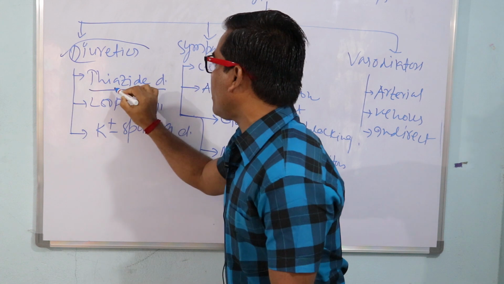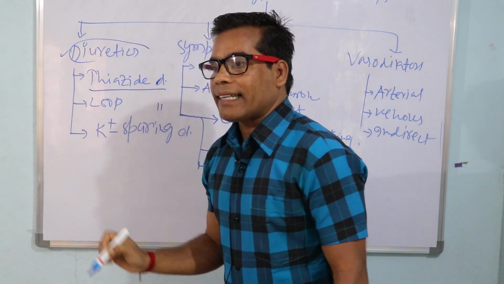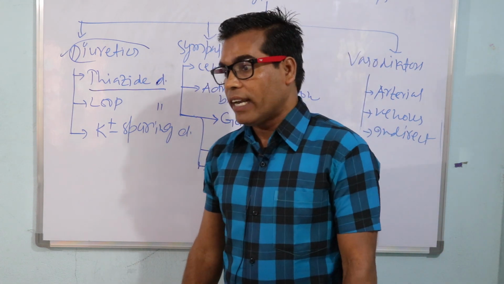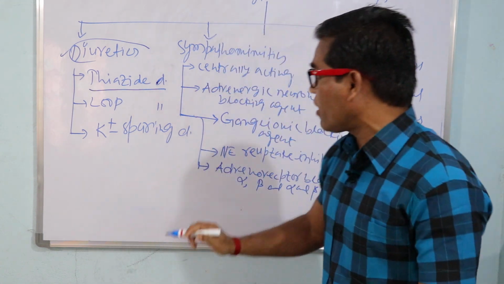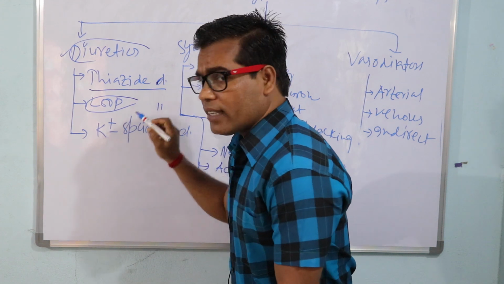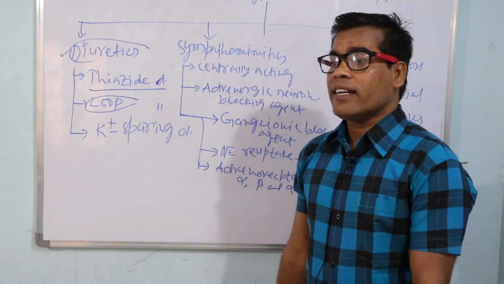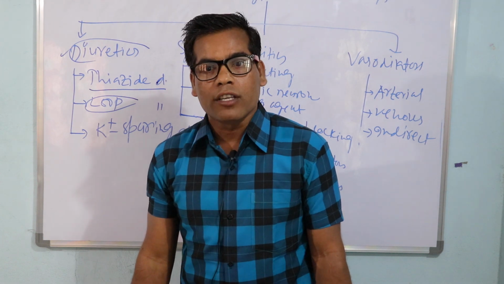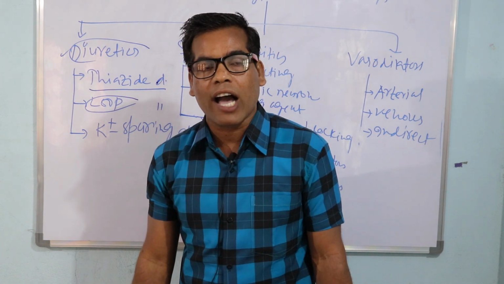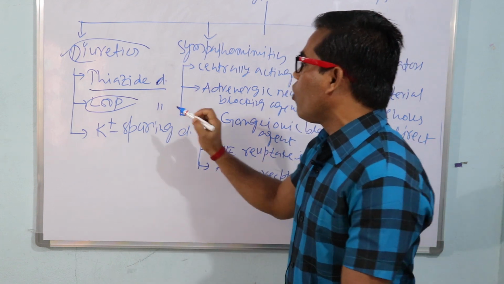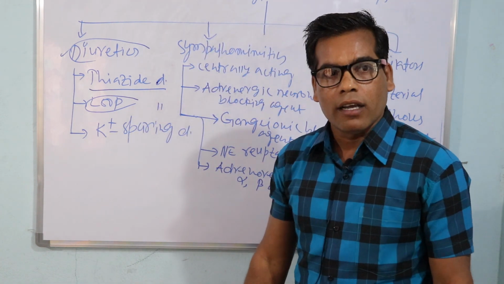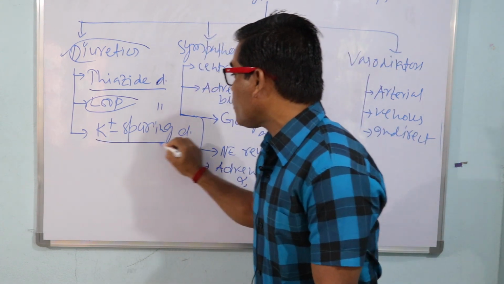So what are the thiazide diuretics used here? Examples: chlorothiazide, hydrochlorothiazide and indapamide can be used in the treatment of hypertension. Then loop diuretics. What does loop diuretics mean? Loop diuretics are the drugs which inhibit the absorption of sodium and water from the loop of Henle. Examples: furosemide, bumetanide.